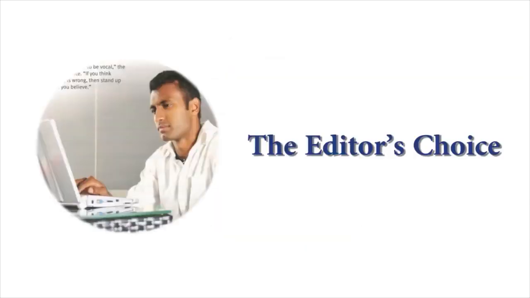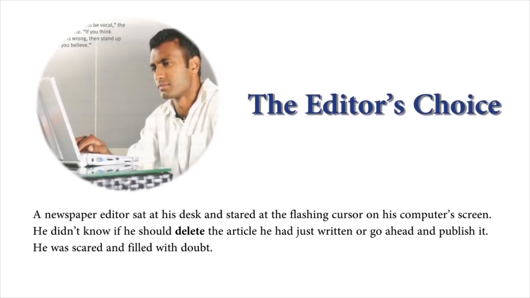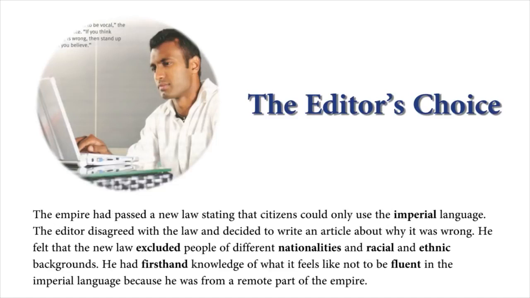The editor's choice. A newspaper editor sat at his desk and stared at the flashing cursor on his computer screen. He didn't know if he should delete the article he had just written or go ahead and publish it. He was scared and filled with doubt. The empire had passed a new law stating that citizens could only use the imperial language. The editor disagreed with the law and decided to write an article about why it was wrong.